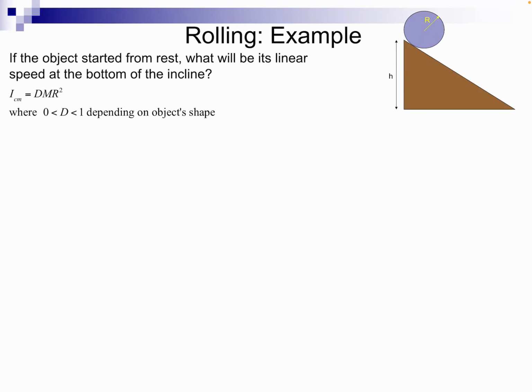Okay, so let's look at this example. It started from rest, which means initially the linear speed and the angular speed are equal to 0 at the top, at height h, and then it rolls down. So again, the conservation of mechanical energy applies here, even if there is friction in the incline.